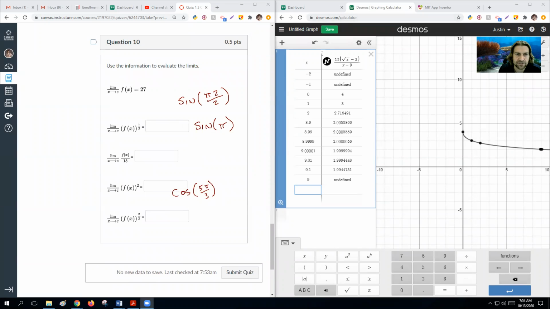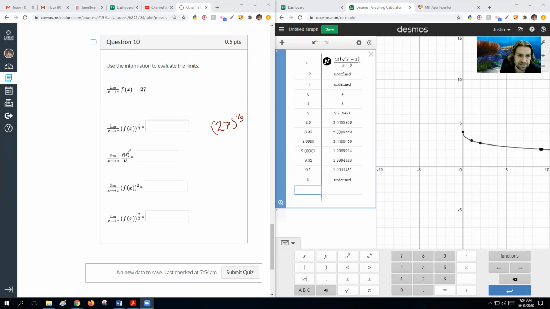Okay, the last one here is just making sure we can understand the property. So I have the limit as x approaches c. We don't know what number it is, but when I go to that number, the limit of f of x is 27. So the next couple of questions are, what would I get if I go to that same number of the same function, but it's to the 1/3 power? Well, I'd get 27 to the 1/3 power. Same thing here, simplify that, put the answer down.